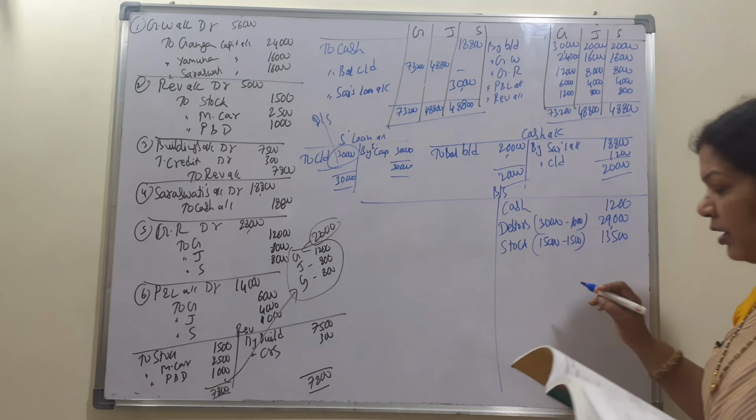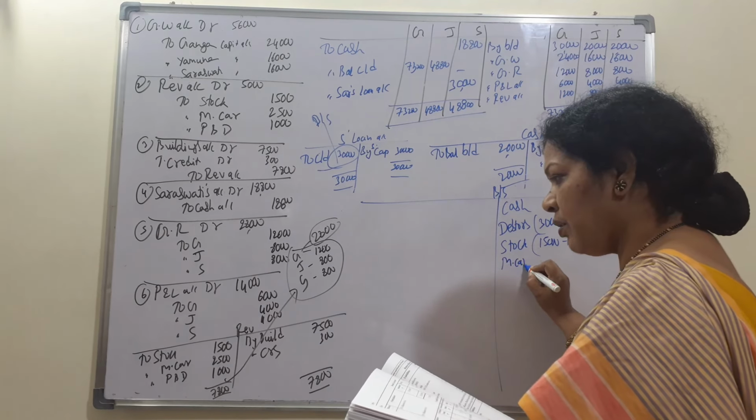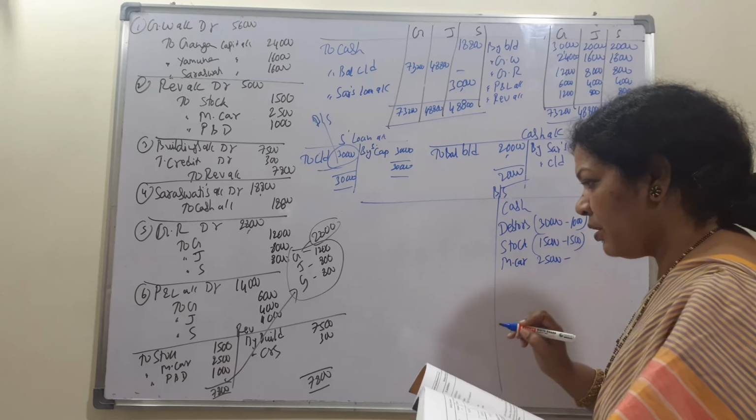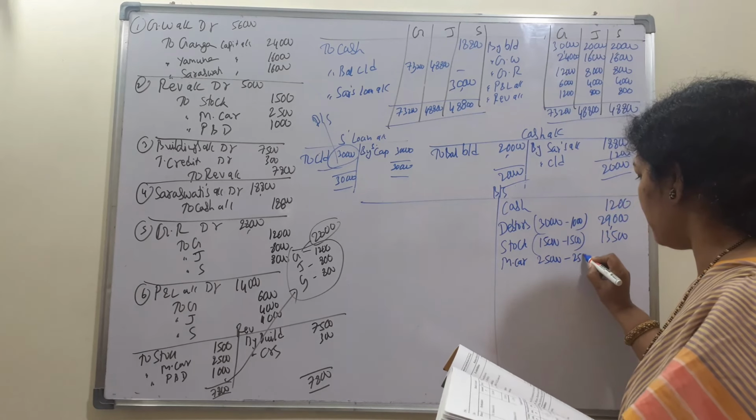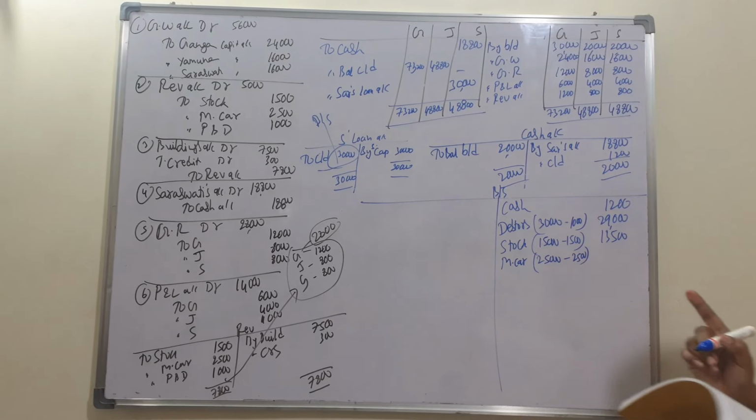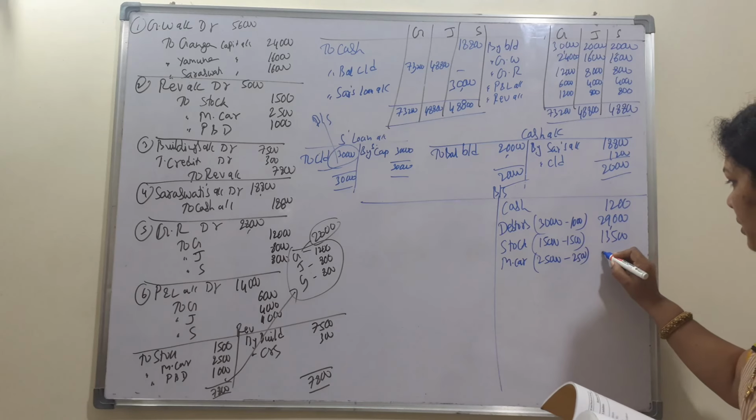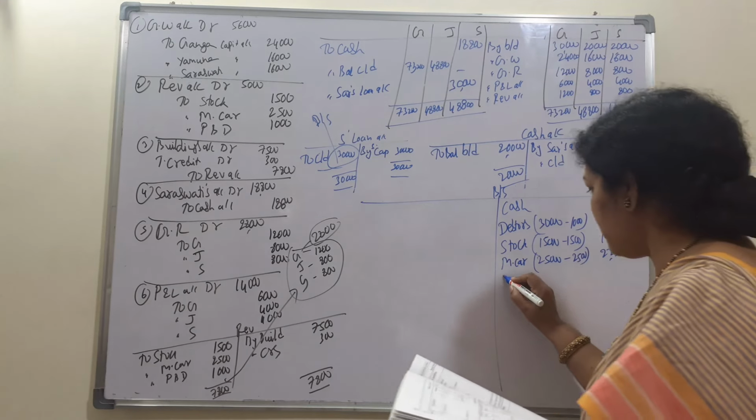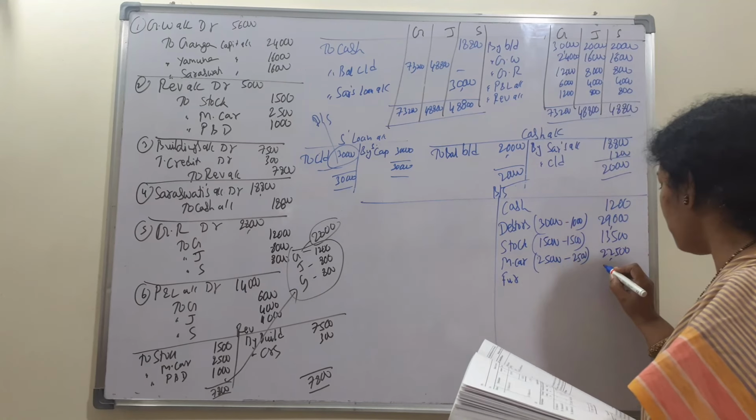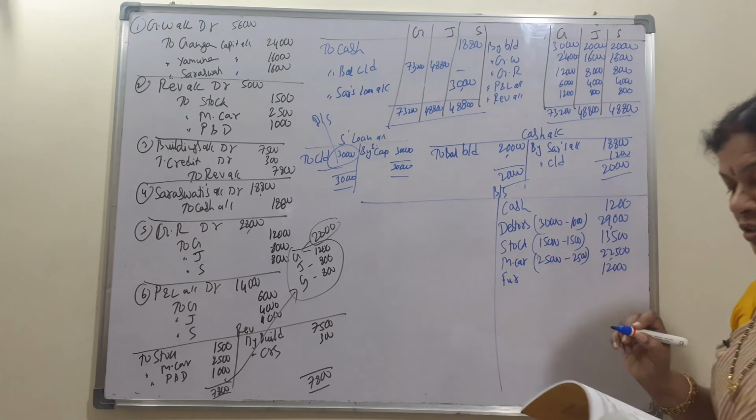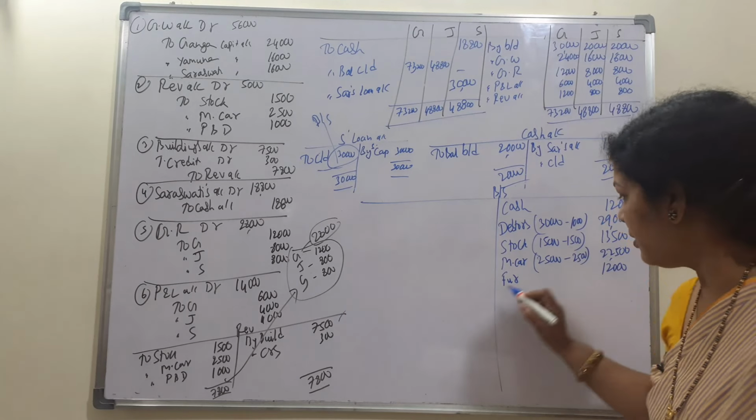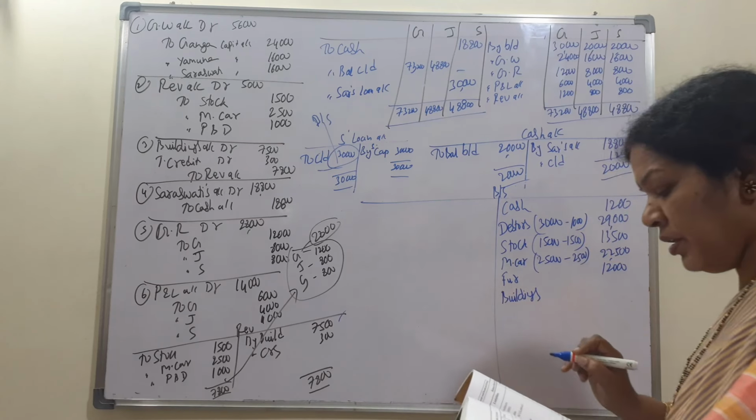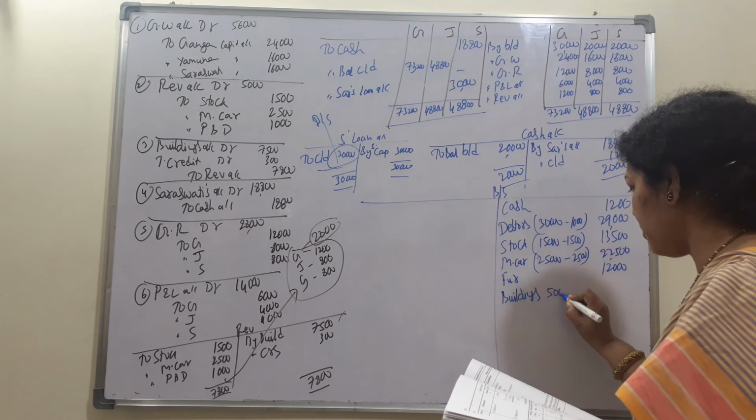After stock, motor car. Motor car also there is an adjustment. So motor car value is 25,000. Depreciation is 2,500. So it comes to 22,500. After motor car, furniture. There is no adjustment for furniture. Furniture value is 12,000. Next, buildings. There is an appreciation for building. Buildings is 50,000 plus appreciation of 7,500.